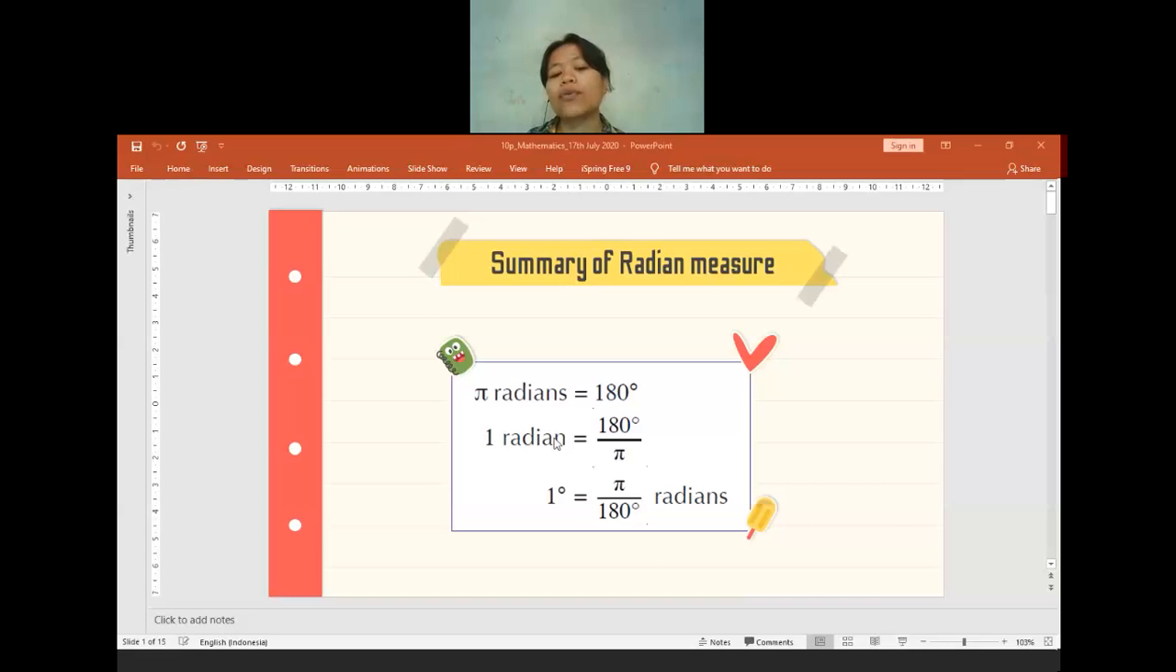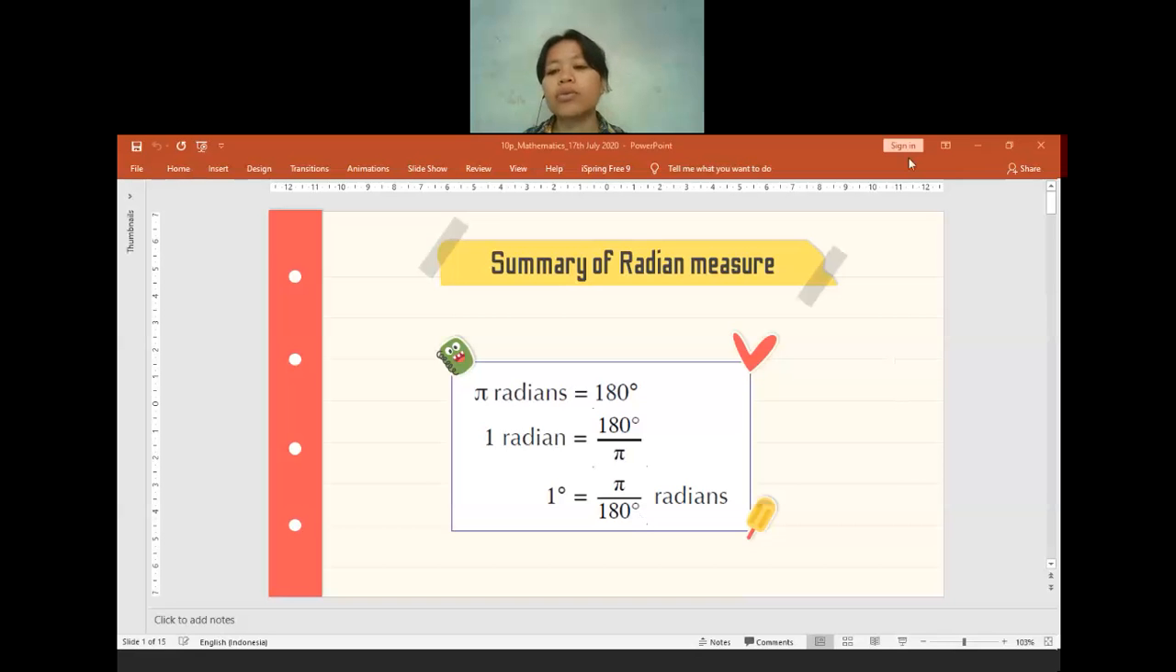So later if you have the angle in radian unit and you want to change it into degree, you just need to multiply the radian angle by 180 divided by pi. If later you have the angle in degree and you want to change it into radians, you just need to multiply it by pi divided by 180 degrees. So you will get the angle in the radian unit.